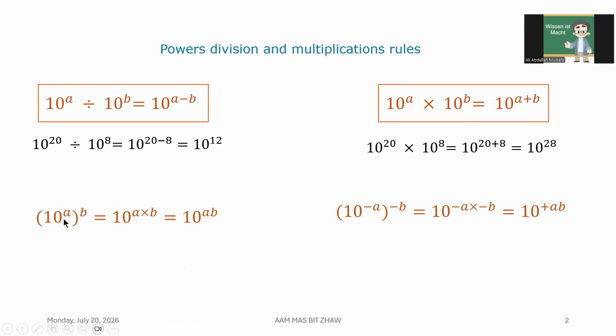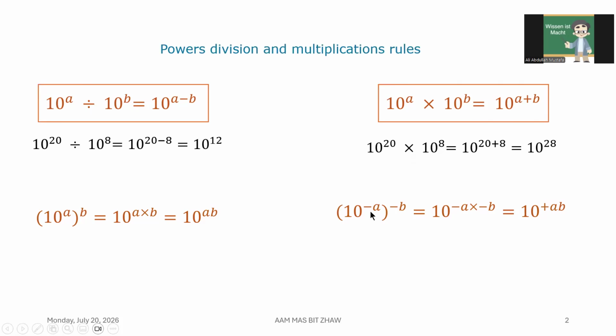We have another rule. When it is 10 to the power A, and then we have a bracket and then another power, the whole bracket is raised to the power, and the same number has another power. In this way, we bring the base down and we multiply these two powers. That means this bracket means it's a multiplication. So it is 10 to the power A times B, which is 10 to the power AB.